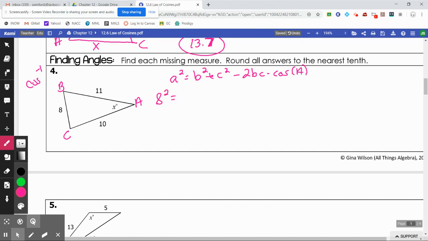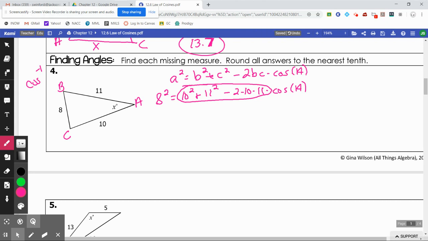So we're going to have actually an equation here to solve. 8 squared equals 10 squared plus 11 squared minus 2 times 10 times 11 times the cosine of A. Now here, first off, this is the main mistake that people make. They'll jump in headfirst and just type all this right here into their calculator. You can't do that. That's actually 3 different terms.